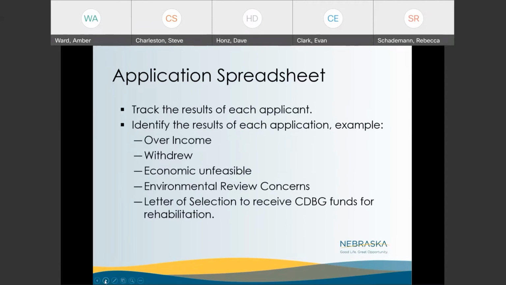The application spreadsheet is for you to use for your process. You'll track the results of each applicant. So if they're over income, if they withdrew, or the unit was economically infeasible, it'll include your environmental review concerns, and then a letter of selection to receive the funds for rehabilitation. Those are just a few things in the spreadsheet.